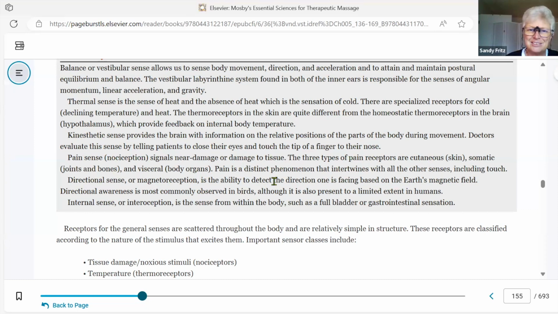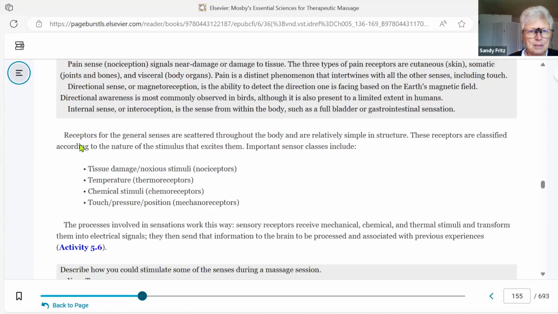People also can sort of orient to north, south, east, and west. And then here's our actual interoception, the appreciation and understanding of what's going on inside us. So we know we have to urinate if we have a full bladder, for example. So tissue damage, temperature, chemical stimuli, touch, these are all ways in our special senses that we process our world.